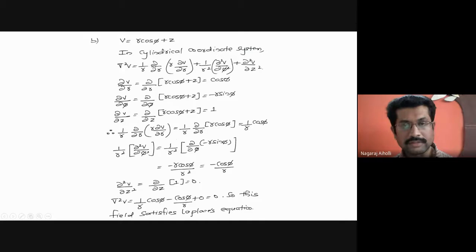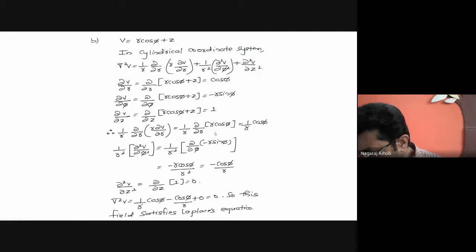Now we have to substitute in the above equation. The first term is 1 upon r dou by dou r of r dou V by dou r. Dou V by dou r is cos phi, which we already determined, so r dou V by dou r means r cos phi. Then we have to find dou by dou r of r cos phi. Remember, r is inside; please don't remove it outside.